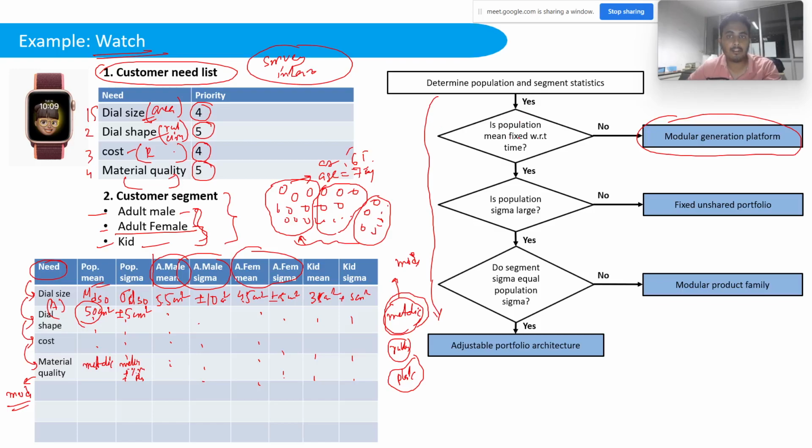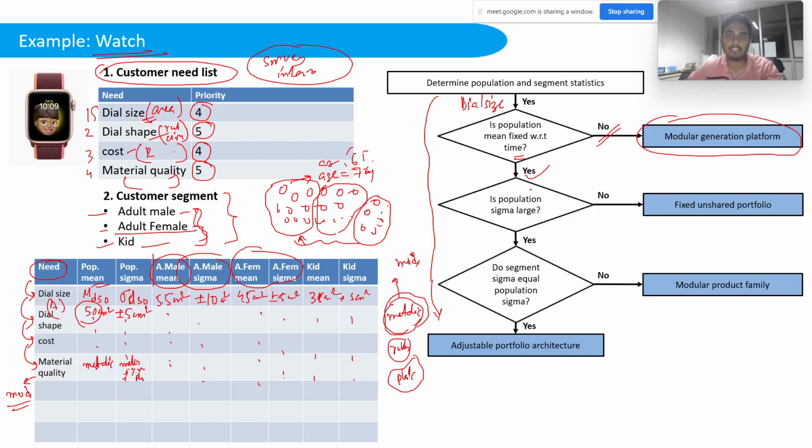So for example, for dial size, you check whether the population mean is fixed with respect to time. You take that survey 5 years ago, then 2 years ago, then this year, and you find that the dial size did not change. So for dial size, it is fixed over time. Is the population mean fixed with respect to time? Yes, it is fixed.